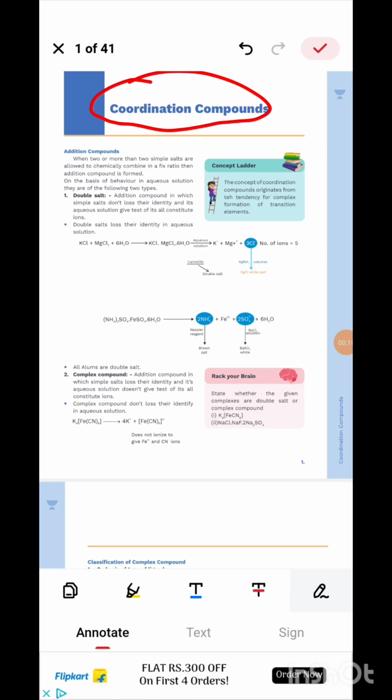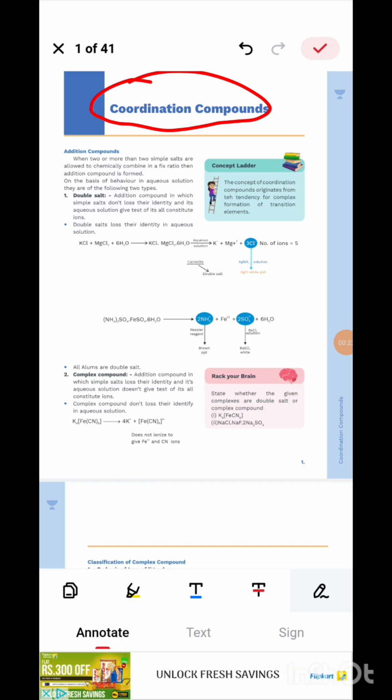If you see the addition compound, first of all you should know the addition compound, because the coordination compound is a type of addition compound, and addition compounds are of two types. The first one is the double salt and the second one is the complex compound.